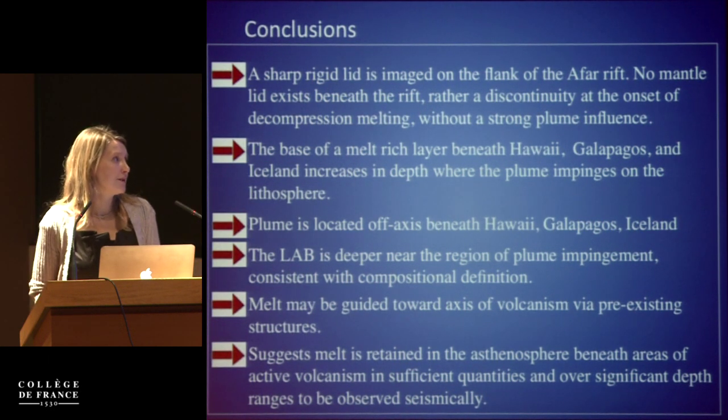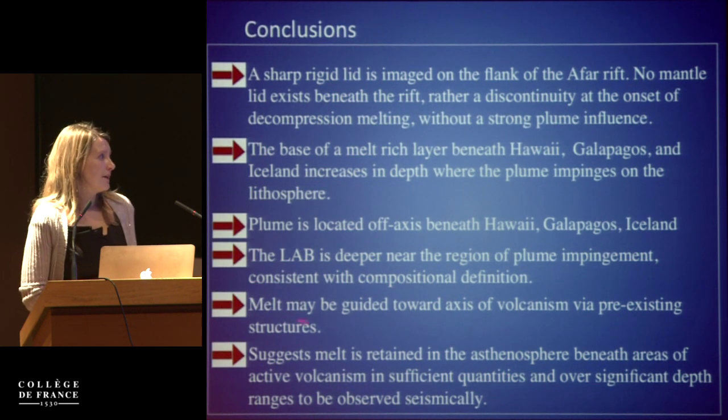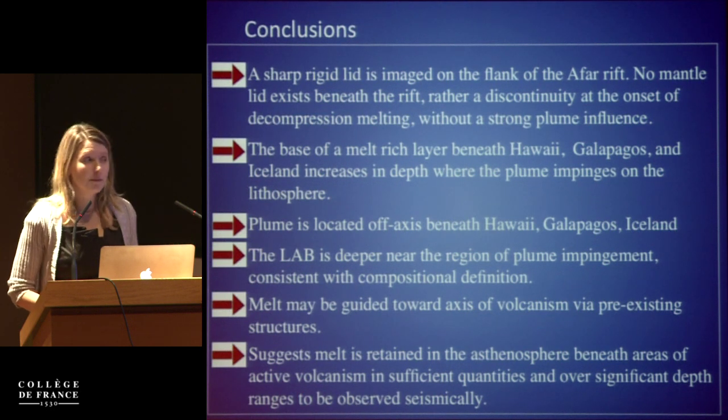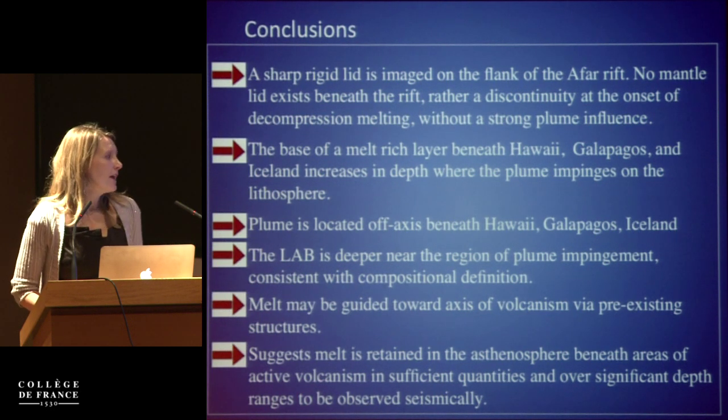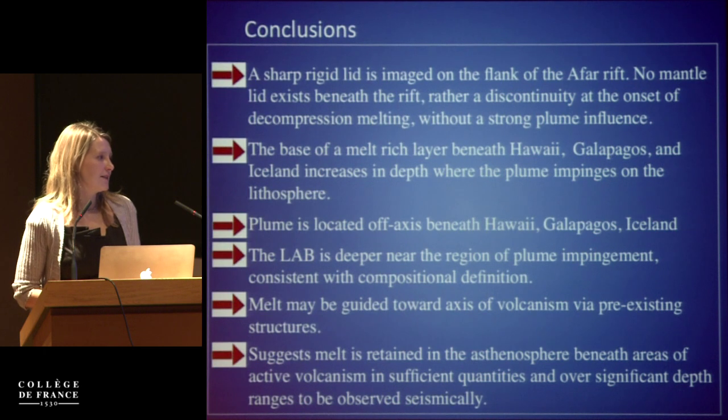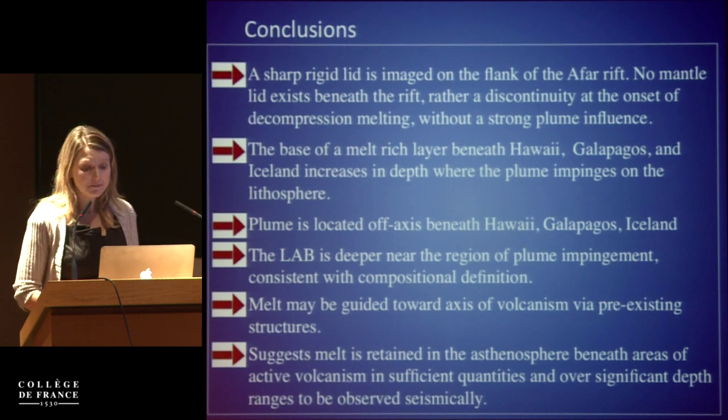The lithosphere-asthenosphere boundary is deep near the region of plume impingement, and that's consistent with a compositional definition for the lid. Melt might be guided towards the axis of volcanism, or it needs to be, by some kind of pre-existing structures, and it suggests that melt is retained in the asthenosphere beneath areas of active volcanism in sufficient quantities and over significant depth ranges to be observed seismically.